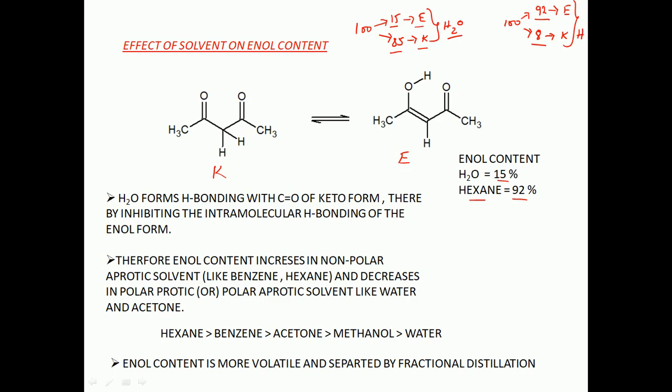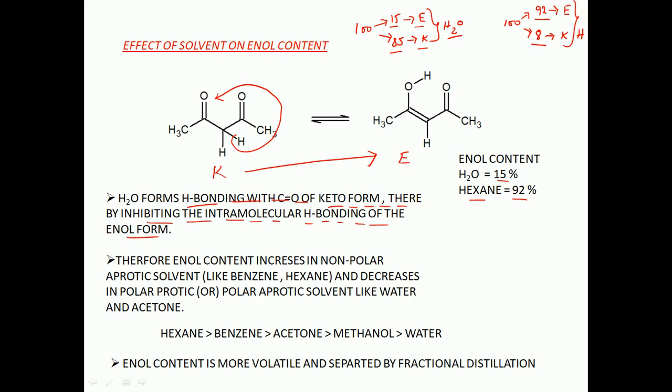So what happens for the enol form in water? Whenever you are taking water as a solvent, what will water do? Water forms hydrogen bonding with C double bond O of the keto form, thereby inhibiting the intramolecular hydrogen bonding of the enol form. So if this hydrogen is transferred to this oxygen, then only the keto form will convert to the enol form.